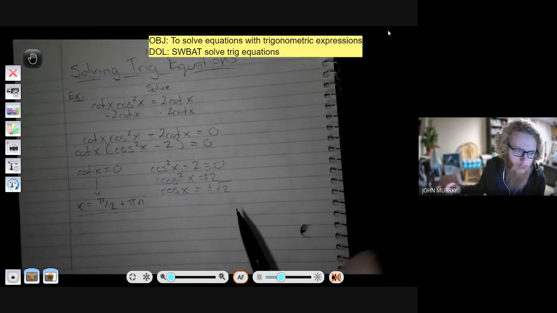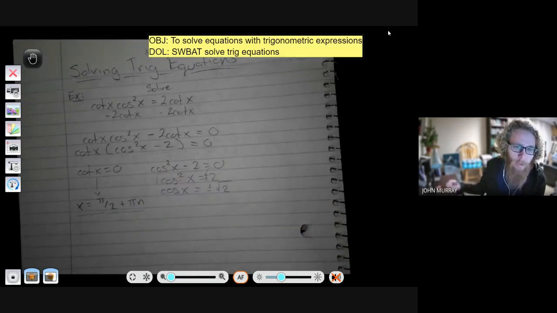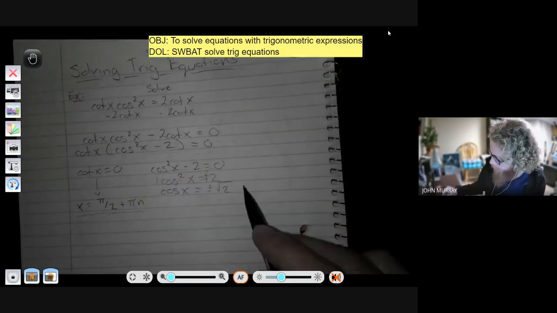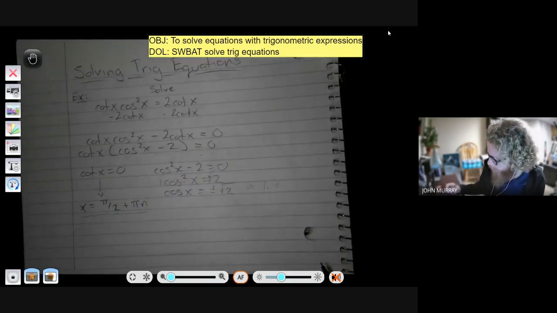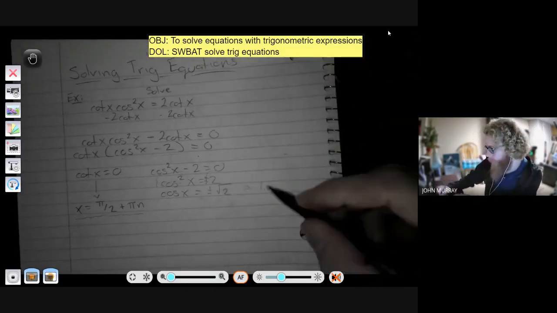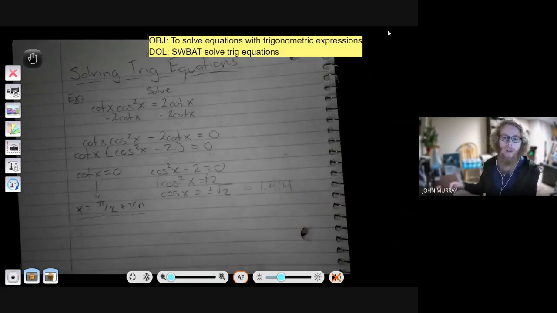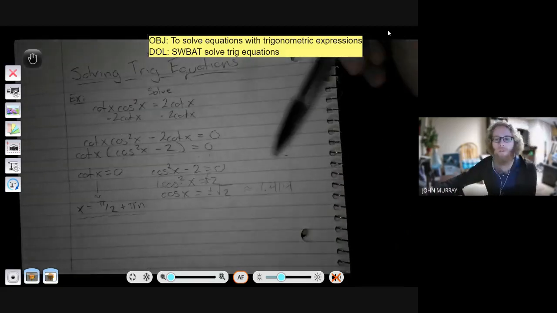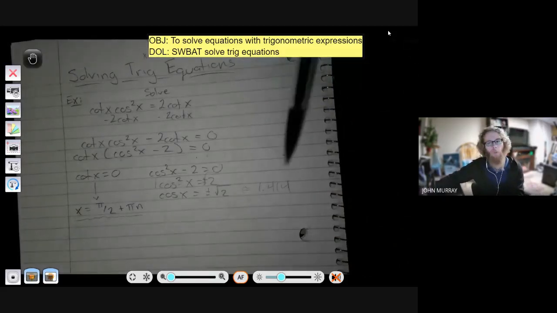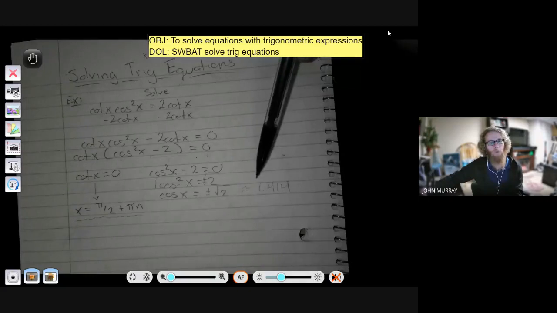Now this, we encounter a slight problem that we haven't really seen before. Cosine of x equals positive or negative root 2. If I calculate root 2, I don't know what it is exactly, but I know it's like 1.7 or 1.17. I forget. Hold on. Let me just see real quick. Oh, 1.4. The square root of 2 is 1.414. So this is telling me if I take the cosine of some angle, it's going to get me 1.414.